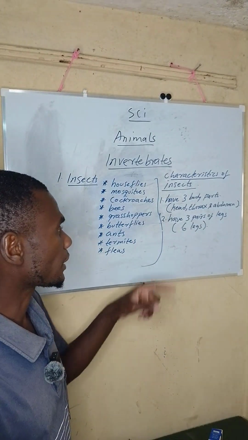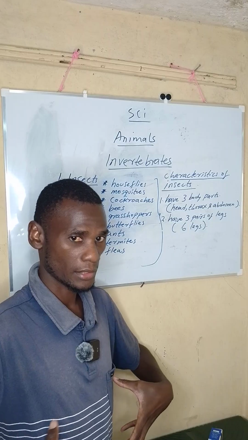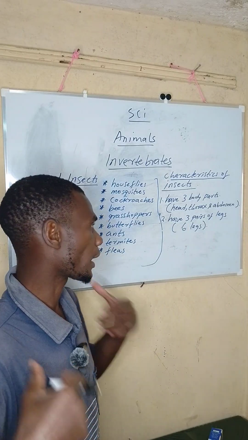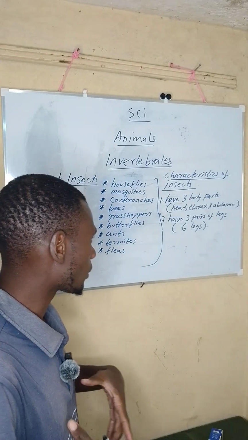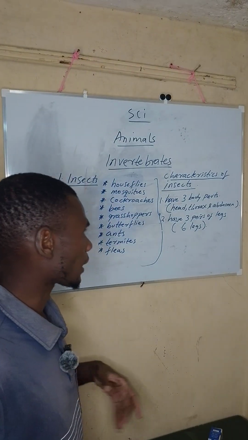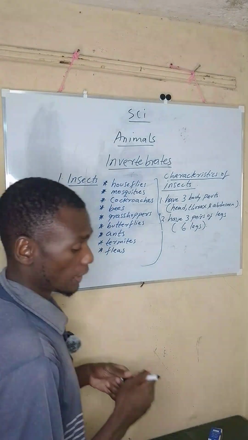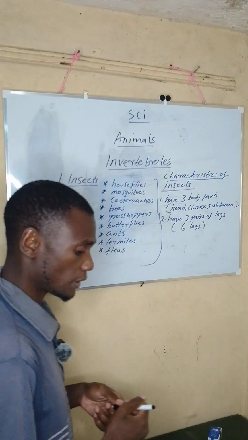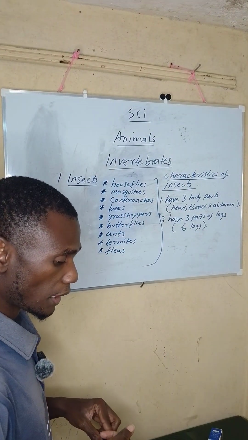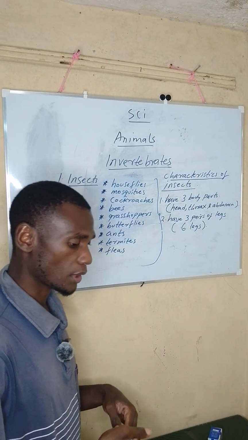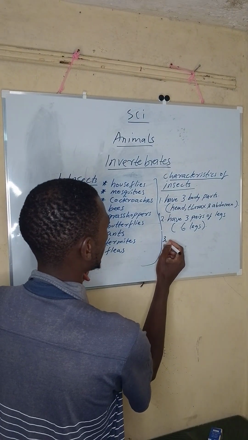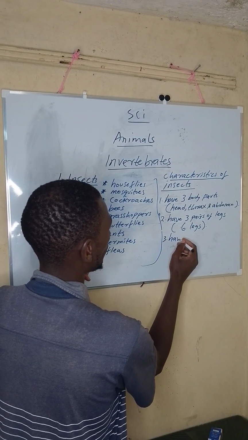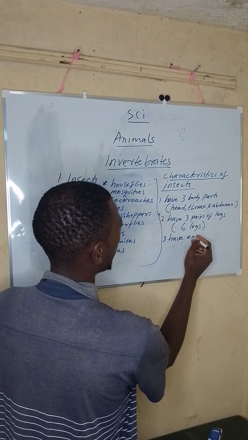All those legs are attached to the thorax, not the abdomen or the head. All 3 pairs of legs are attached to the thorax. Another characteristic of these animals is that their bodies are covered with a thick coating called an exoskeleton. So they have what we call an exoskeleton.